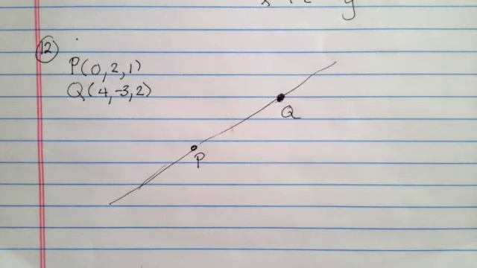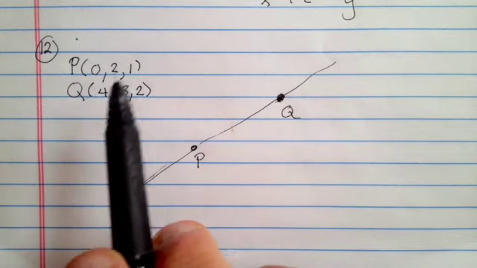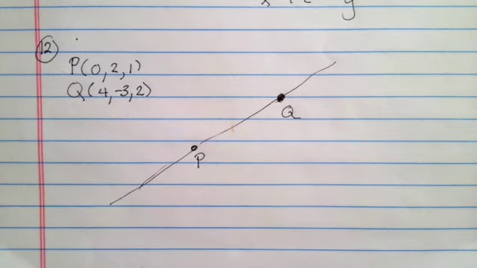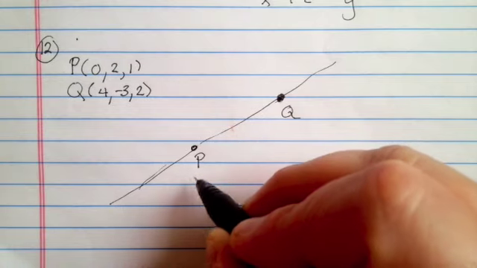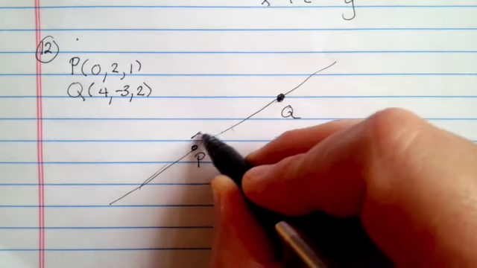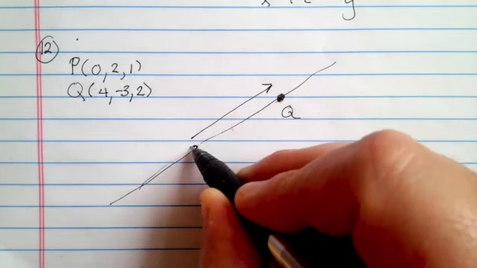So here we're going to find a set of parametric equations for the line that passes through the 2 points P and Q. In order to find these parametric equations, we need a point on the line. We've got 2 of those, but we also need a direction vector, a vector that indicates the direction of the line. So I think I'll use the vector that goes from the point P to point Q.